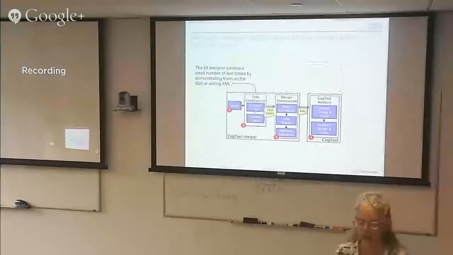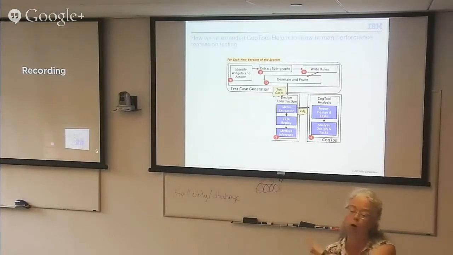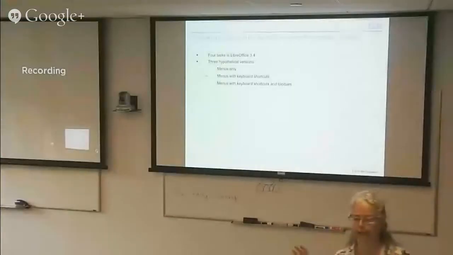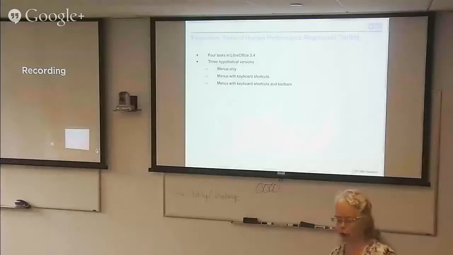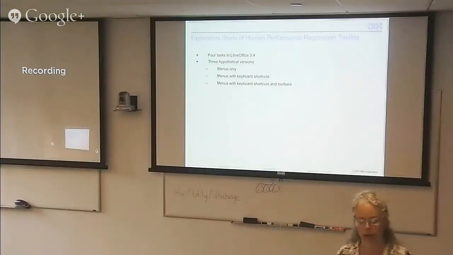So here's the difference. Originally, the human would generate a small number of test cases. Now we have this test case generator that does that. We did a proof of concept on 4 tasks in LibreOffice. We had 3 hypothetical versions: one that had menus only, one that had menus and keyboard shortcuts, and one with menus, keyboard shortcuts, and toolbars. Because LibreOffice we could change.